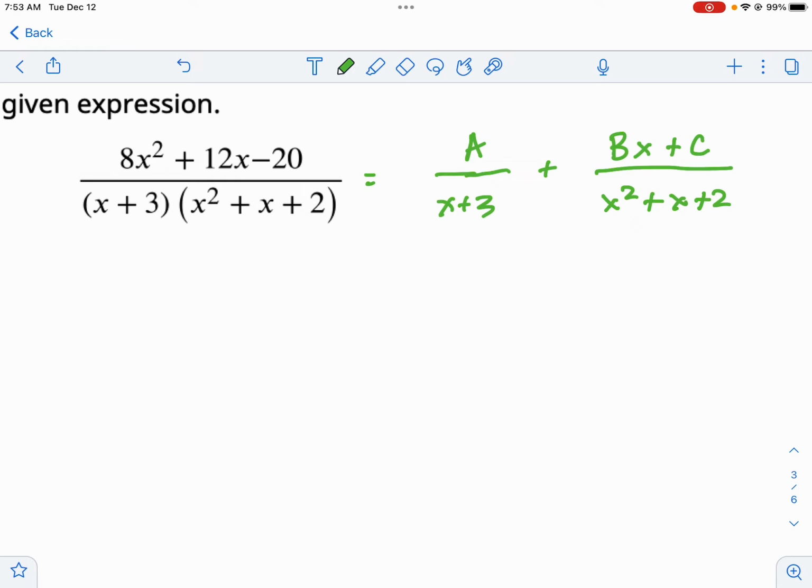So the BX plus C, the point is the power is 1 less. The power is 2 on the bottom, so on the top you need a power 1. And if you have a power 1, then you have a number after it. So the idea is over here you can have a 0x plus 8. But you don't need to write that. So that's where that BX plus C comes from.